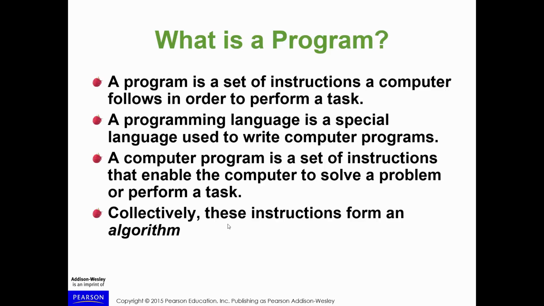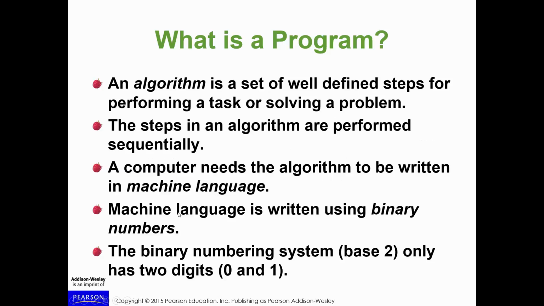So a programming language is the language used to write computer programs. The one we use again in this class will be Java. A program is a set of instructions that allow the computer to solve or perform a task. Could be many tasks. I already mentioned that an algorithm is a set of defined steps for performing a task or solving a problem. All right, when we first start out, the steps in the algorithm will be performed sequentially. Later on, we'll talk about how you can change that.